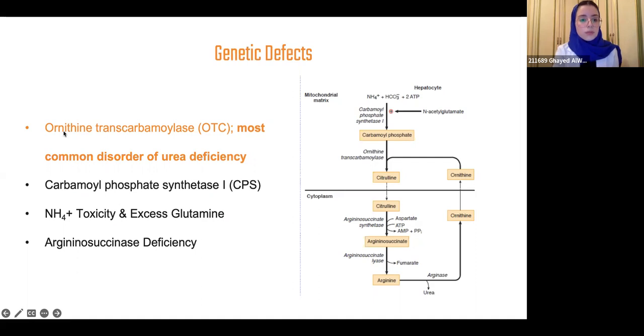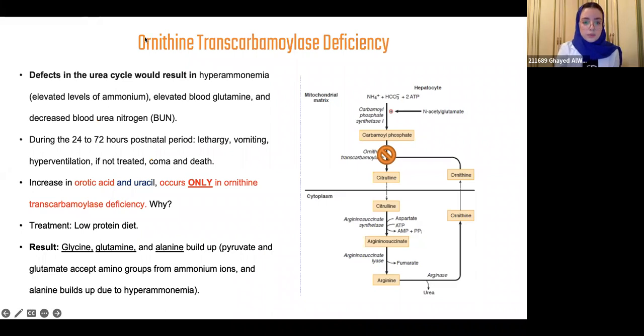So we'll talk about four. We'll talk about ornithine transcarbamylase deficiency, carbamoyl phosphate synthetase 1 deficiency, which is this first reaction over here. We'll talk about what happens in case of ammonium toxicity and excess glutamine, and also argininosuccinase deficiency, which affects this reaction over here. So we wouldn't be able to break down argininosuccinate into arginine. But again, I know it sounds simple, but this could be an MCQ where they ask you which disorder is the most common. And so you'd pick ornithine transcarbamylase. Okay, so with that, let's start with the most common disorder, which is ornithine transcarbamylase deficiency.